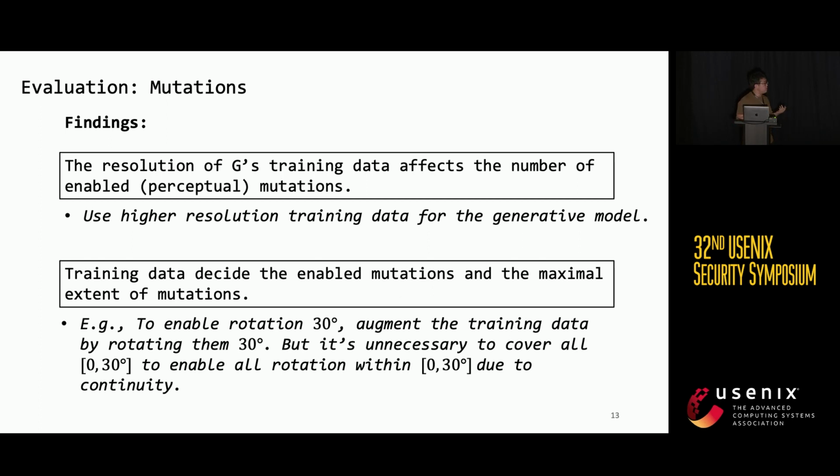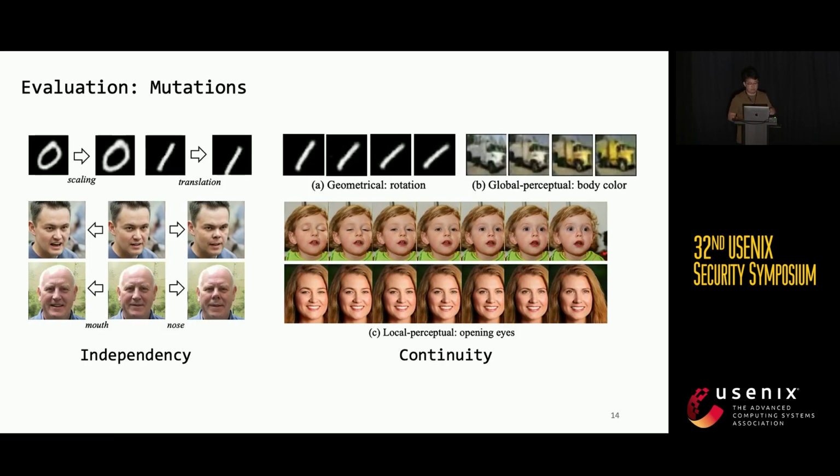And in addition, since our mutation is data-driven, the enabled mutations and their maximum extents are decided by the generative model's training data. More concretely, for example, to enable rotation within 30 degrees, some of the generative model's training data must be rotated at least 30 degrees. But to enable representing all mutated images within the 30 degrees, it is unnecessary to cover all rotation angles in the training data because the generative model is continuous with our regulation. Here are some examples of our enabled mutations. As you can see, different mutations are independent and they change continuously.